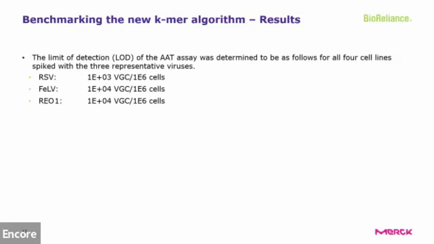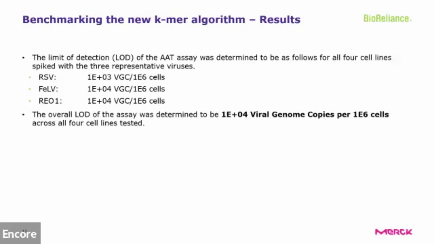And so the limit of detection, you can look at it differently for each virus. So for RSV, we were actually able to detect it to 1E3, and then feline leukemia and RIO, 1E4. And then for all of the cell lines combined, we say that 1E4 is our limit of detection, because if you look at all of these together.